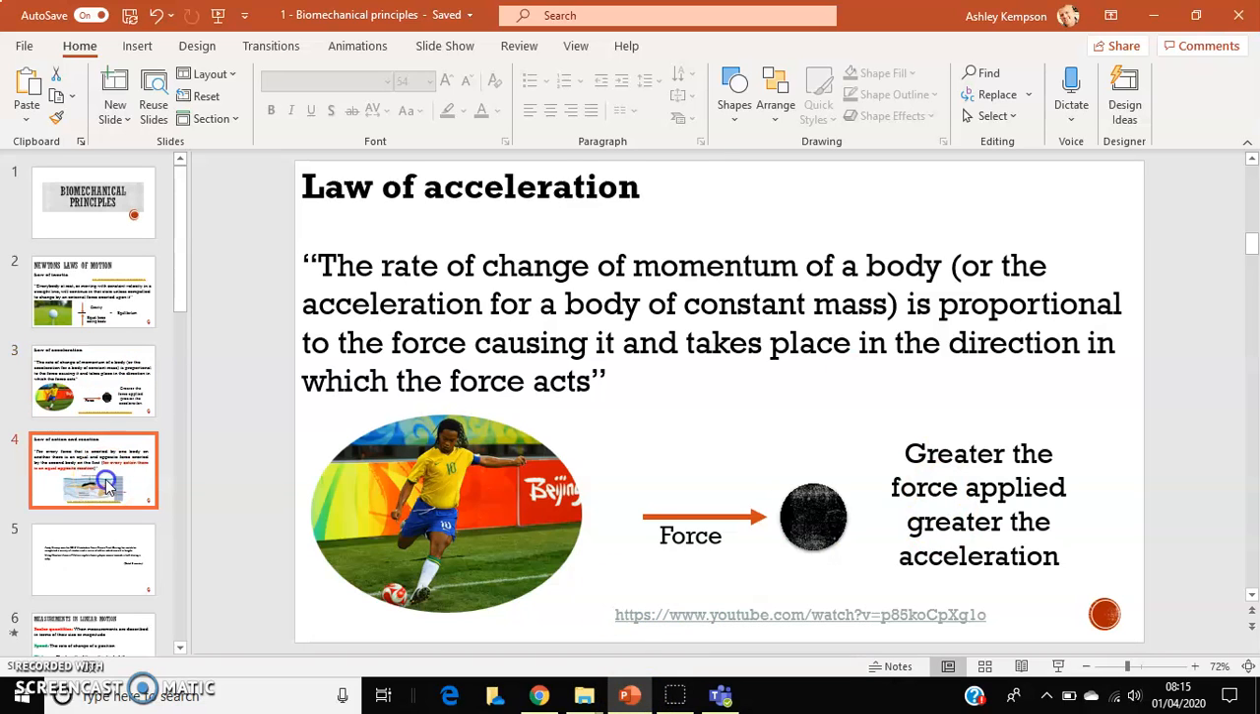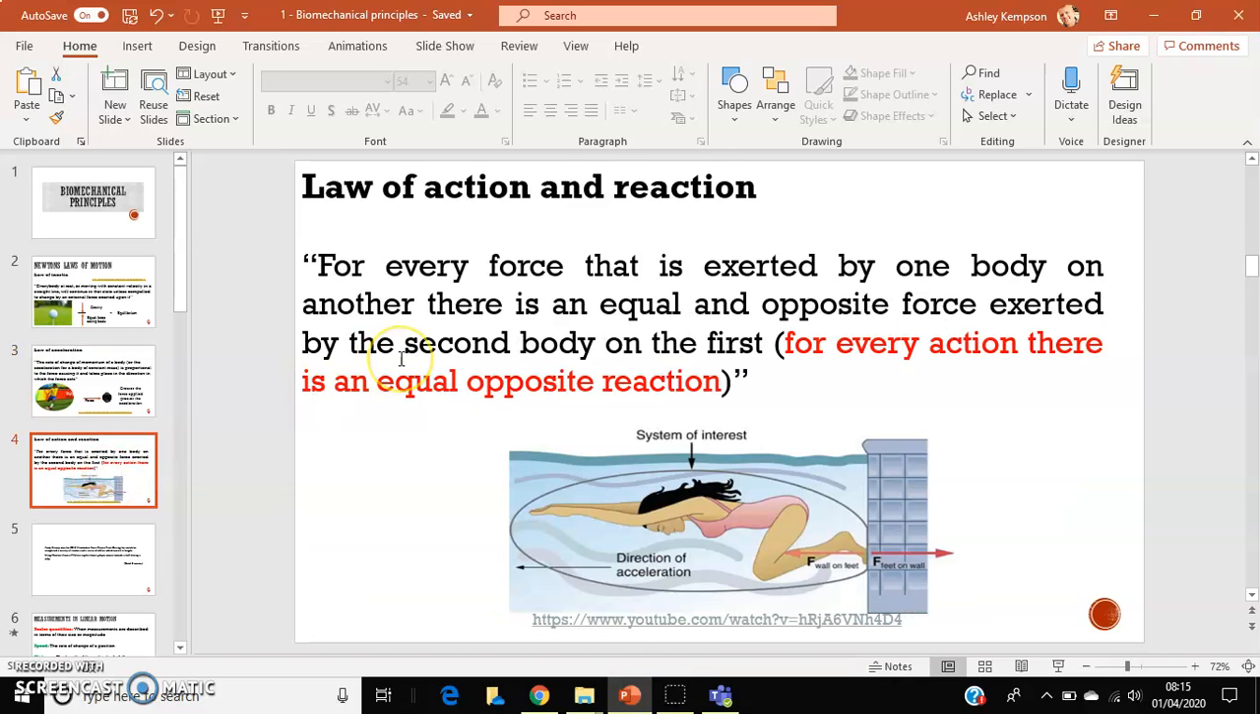Okay, so Newton's law of action-reaction. For every force that is exerted by one body, there is an equal and opposite force exerted by the second on the first. We can illustrate that here, where she is applying force against the wall, and the wall is applying equal and opposite force back to her, which enables her to accelerate off the wall.